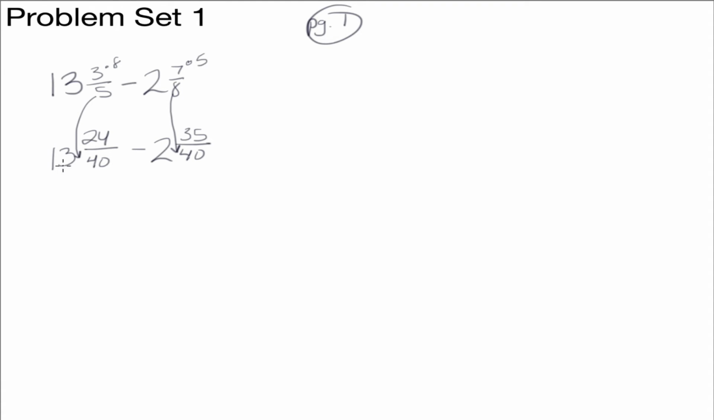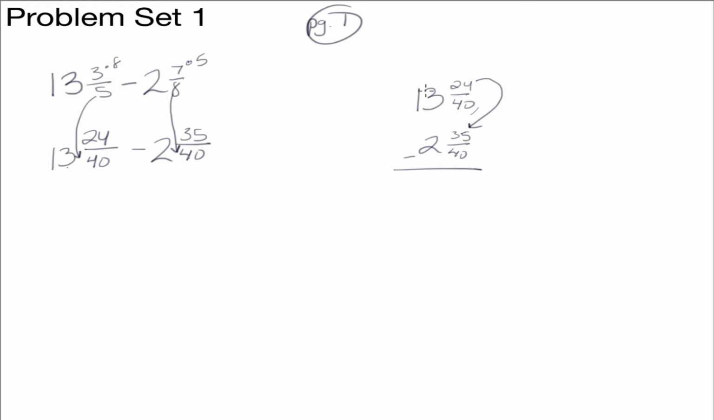Okay, so we have 13 and 24 over 40 minus 2 and 35 over 40. We have a problem here because 13 is bigger than 2. If I line this up vertically, it would look like this. And we could see 13 is bigger than 2, so we don't have to borrow. However, 24 is smaller than 35. So in this case, what do we do? We have to borrow.